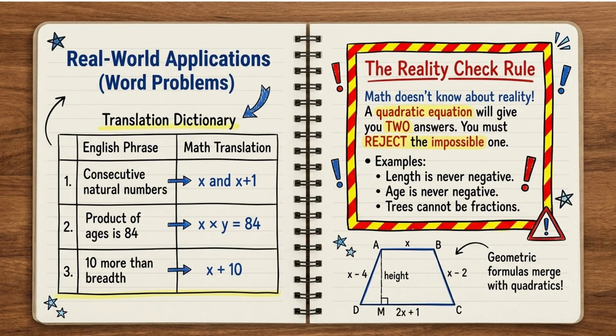Real-world applications, word problems. Translation dictionary. Consecutive natural numbers, x and x plus 1. Product of ages is 84, x times y is equal to 84. 10 more than breadth, x plus 10. The reality check rule, you must reject impossible answers. Length and age are never negative, trees cannot be fractions. Geometric formulas often merge with quadratics.